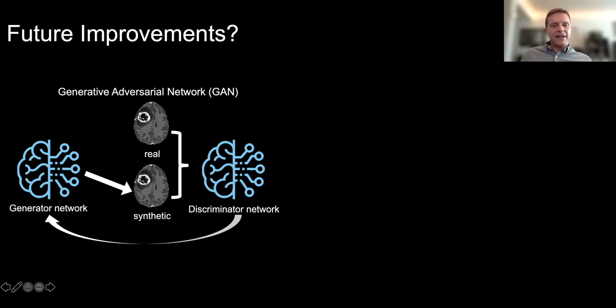And then finally, one thing that we're looking at right now to try to improve this is using a generative adversarial network approach. In this case, we would use our same network that I've just described to generate synthetic cases, but instead of using mean squared error loss, we would use a discriminator network, which would try to distinguish real and synthetic images and use that to feed back into the generator and improve it.